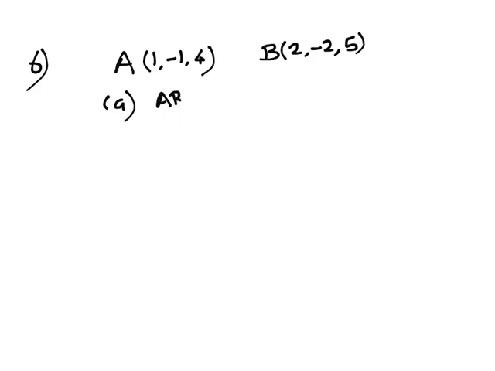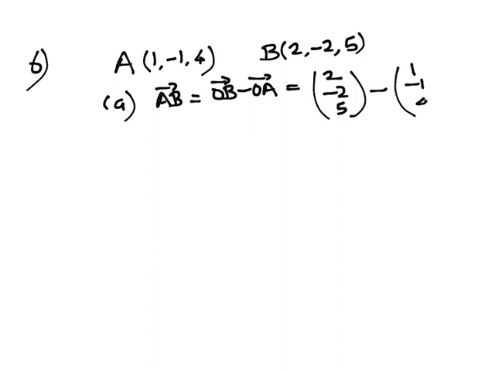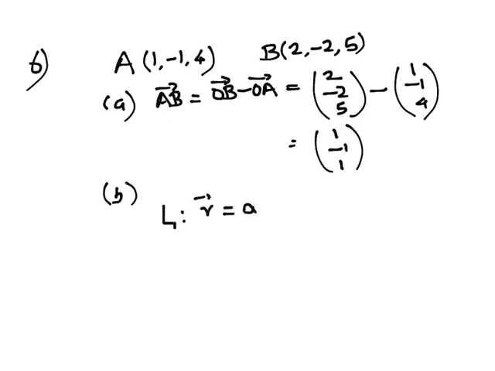We know that AB vector is nothing but OB vector minus OA vector. So OB vector is 2, minus 2, 5, minus OA vector, which is 1, minus 1 and 4. If you subtract, you will get 1, minus 1 and 1. 2 minus 1 is 1, minus 2 plus 1 is minus 1, and 5 minus 4 is 1. Second part is find the equation for L1 in the form r equals a plus tb. So I need to find the equation of L1, r equals a plus tb.